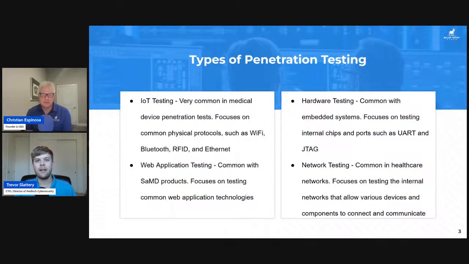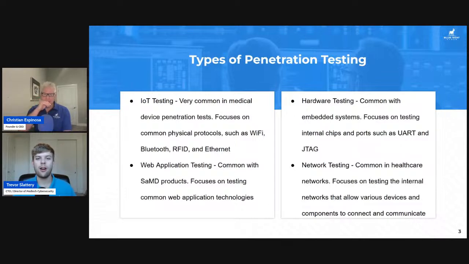Now we're going to talk a little bit about some of the different types of penetration testing that we see commonly in this medtech space. Probably one of the more common areas is IoT, or Internet of Things, testing. This is very common with medical devices. It's when we're usually looking at a physical device. We're thinking of common physical protocols: Bluetooth, Wi-Fi, RFID, Ethernet, or a USB port. All of these fall into that Internet of Things category.